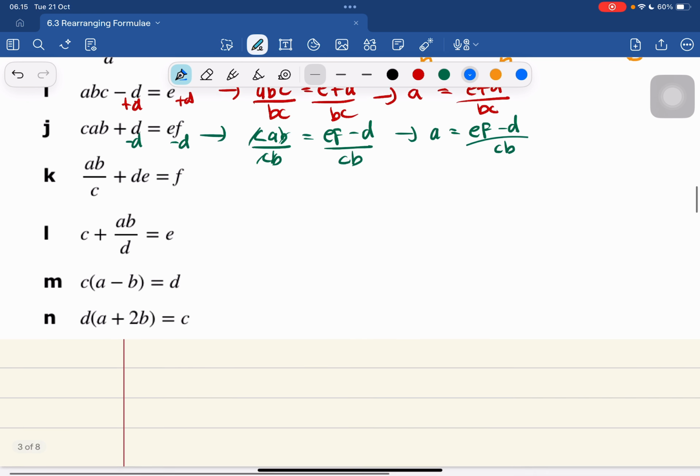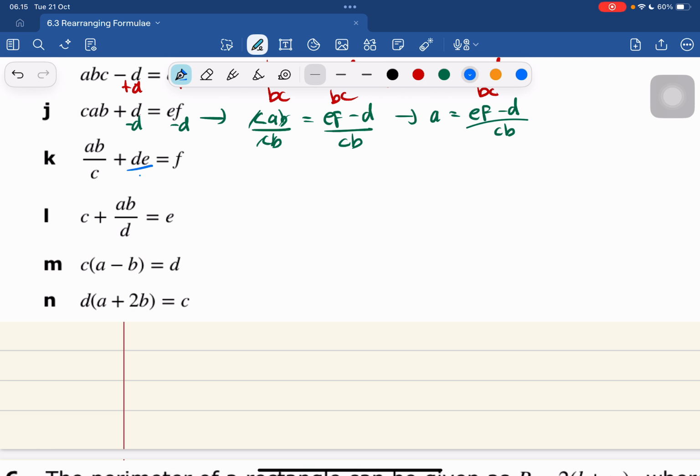Okay, first let's make DE disappear, so minus DE here, also minus DE here. So it's going to be AB over C equal to F minus DE. To make C disappear, we multiply by C, here also we need to multiply by C. It's going to be AB equal to, we make it a bracket, F minus DE, then multiplied by C.